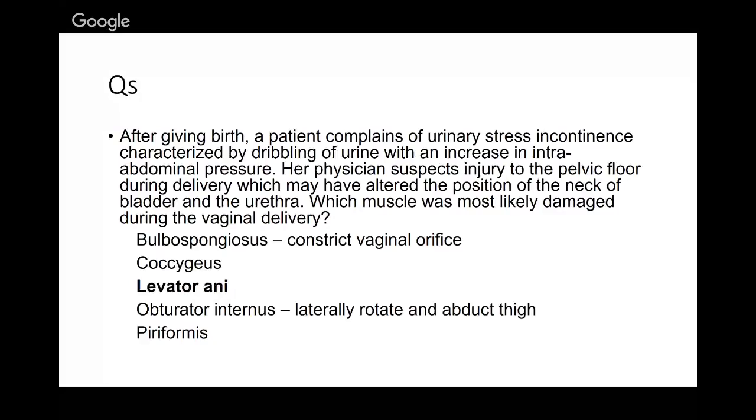This one is simple, the answer is just levator ani. Anything that's an injury to the pelvic floor is likely that one. It's not that tricky, unless it gives different answers as components of the levator ani, then it's a bit hard to tell. But generally, the bulbospongiosus constricts the vaginal orifice, so it's not going to affect the bladder. And obturator internus and piriformis are lower limb muscles.